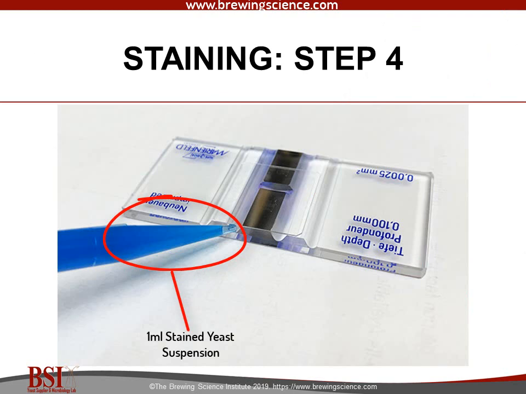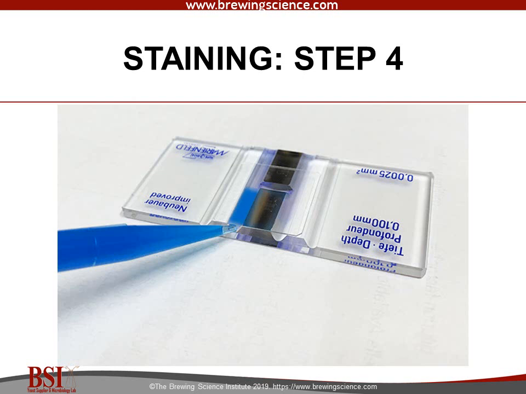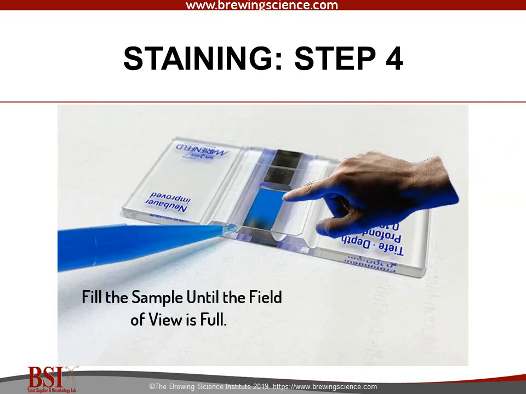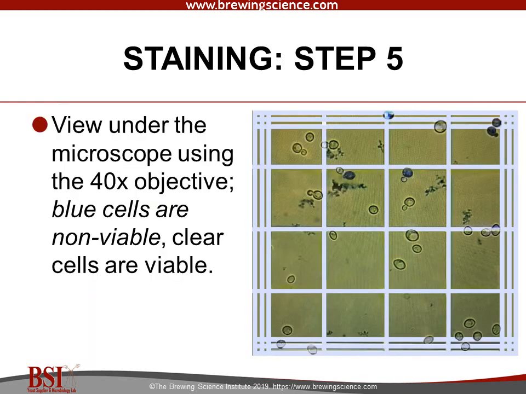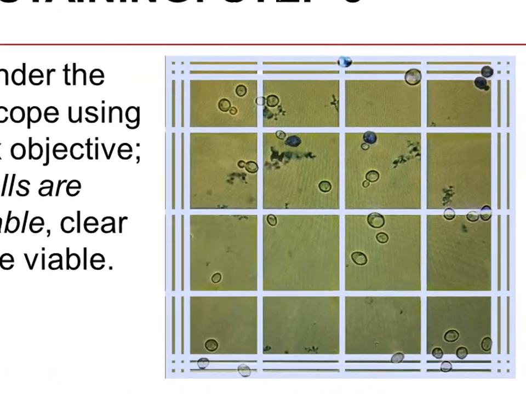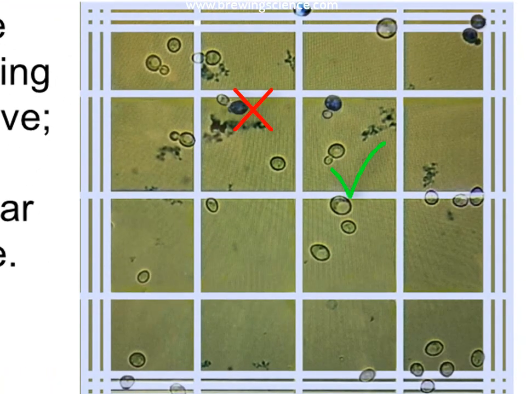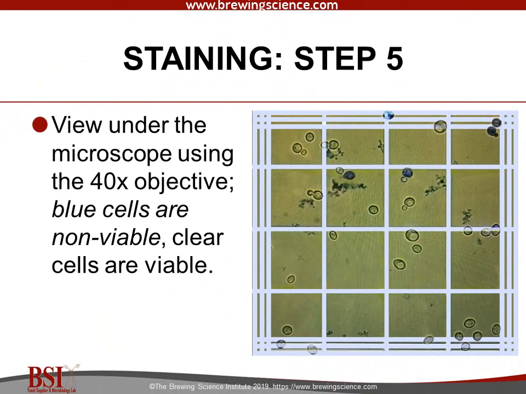Draw 1 milliliter of your homogenized stained yeast suspension and begin filling the hemocytometer from one of the wells. Fill the sample until the field of view under the cover slip is full. View the counting field under the microscope using the 40x objective. Blue cells are non-viable, clear are viable. In the next section, we will take an in-depth look at cell counting.